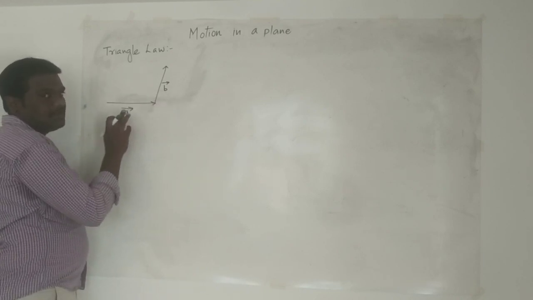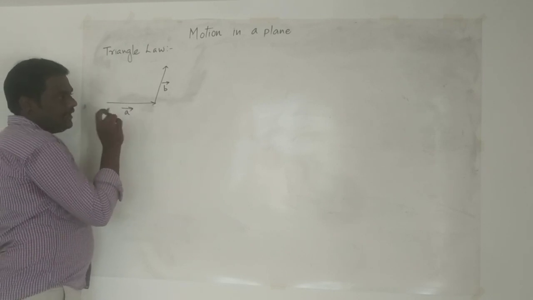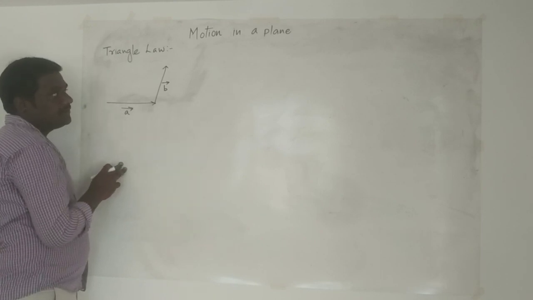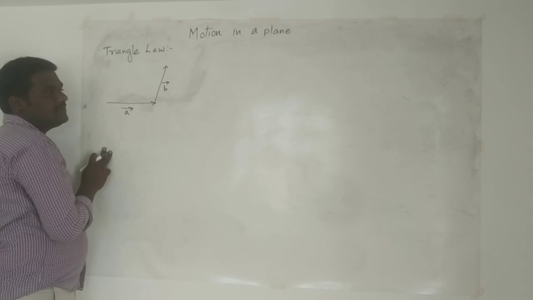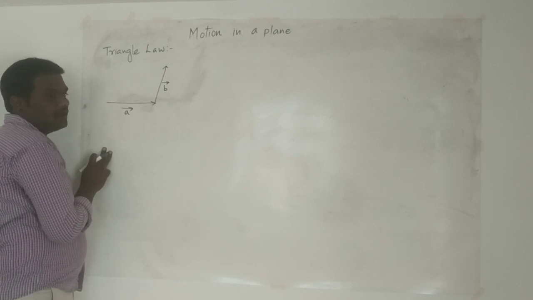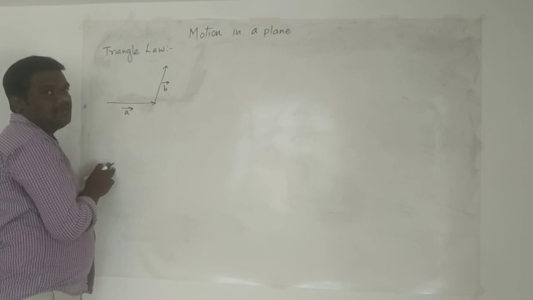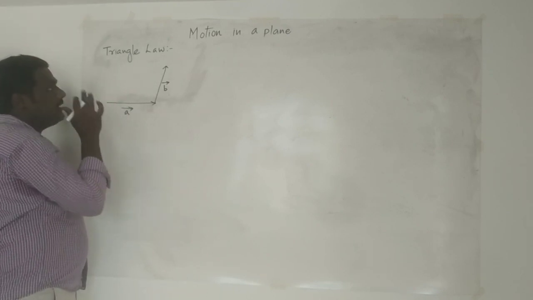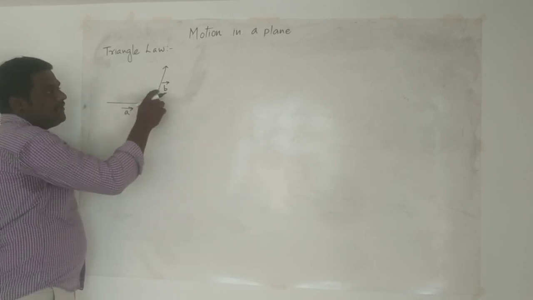Hope you understood the meaning of order: where the vector's head ends, from there only the second vector's tail should start. Now these two vectors I take as two sides of a triangle taken in order. Now by drawing the third side, what you can construct is a triangle. The third side, that is the closing side, will represent the addition of these two vectors.